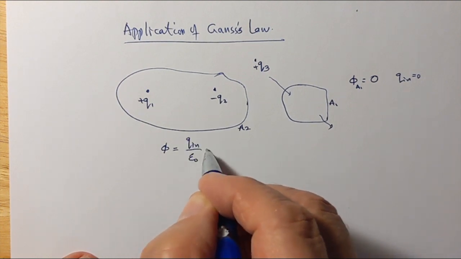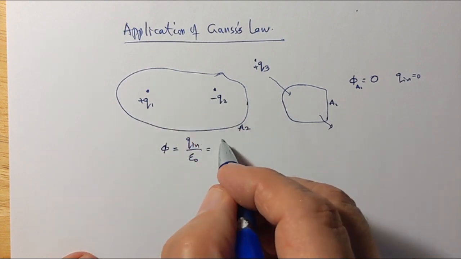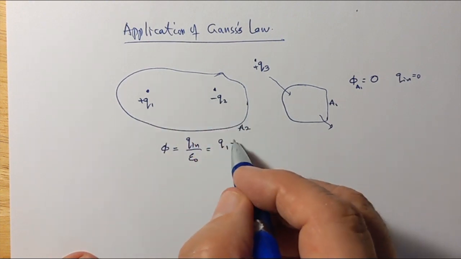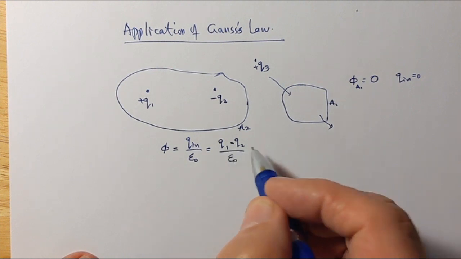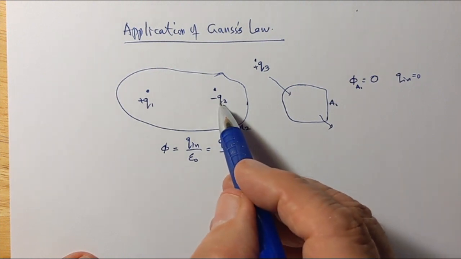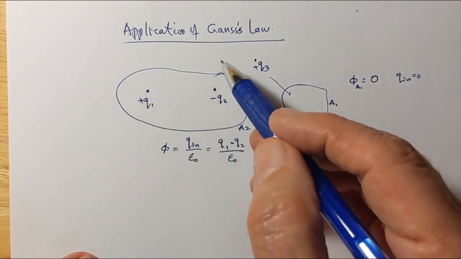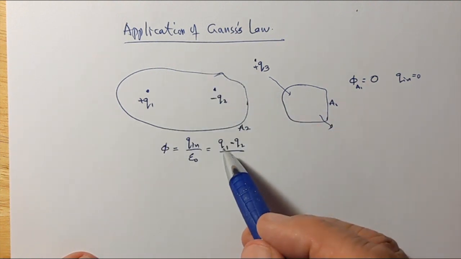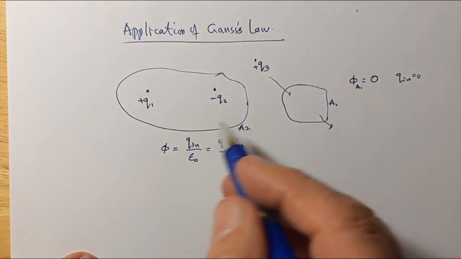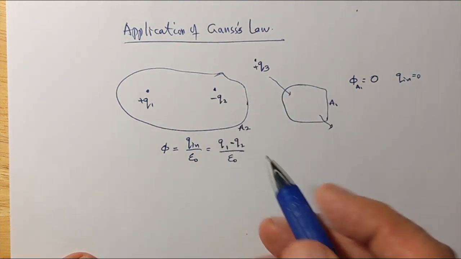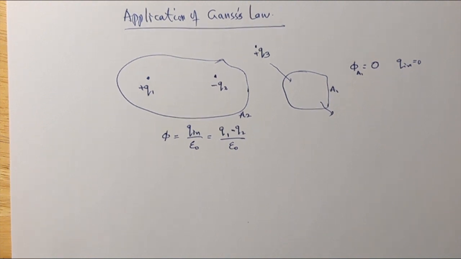Now in this one, the net flux is going to be Q in over epsilon naught, and Q in is the sum of these two charges, so it's going to be Q1, this being negative, Q2 over epsilon naught. Now if Q2 is bigger than Q1, there will be a net negative flux, and if Q1 is bigger, there will be a net positive flux. So we'll just plug in the numbers, divide by epsilon naught, and we get the flux.